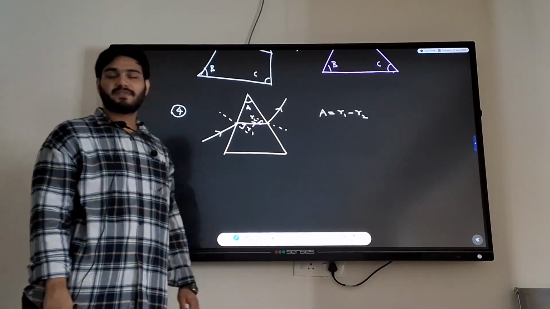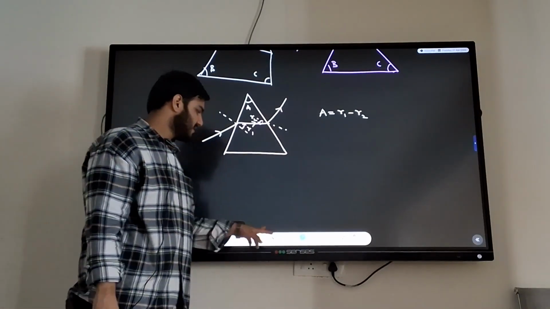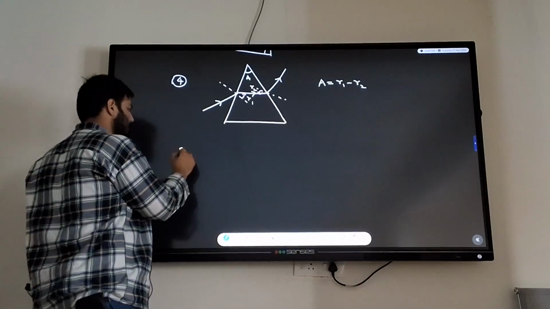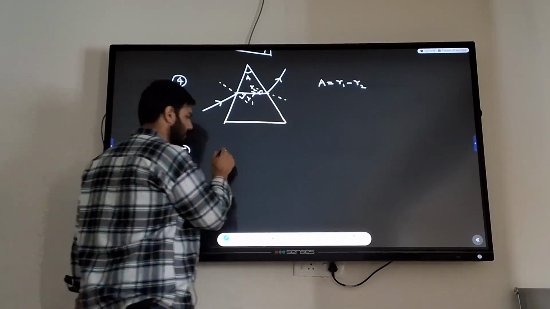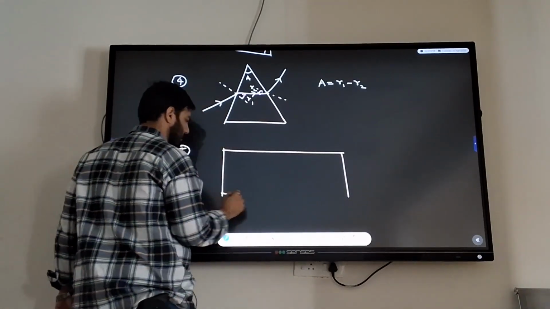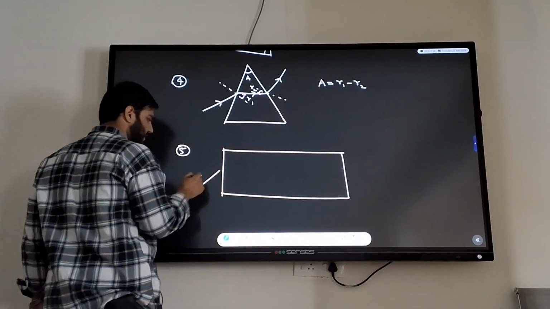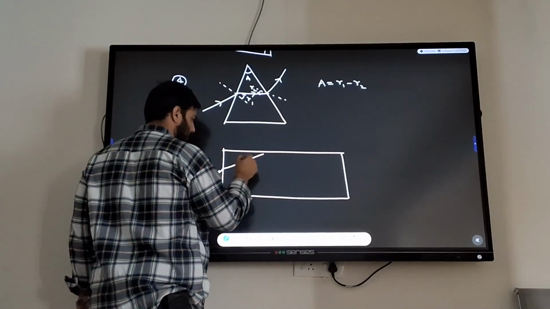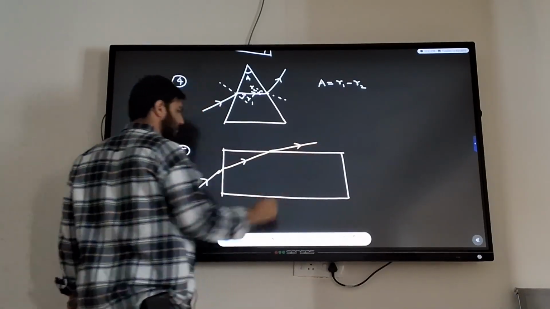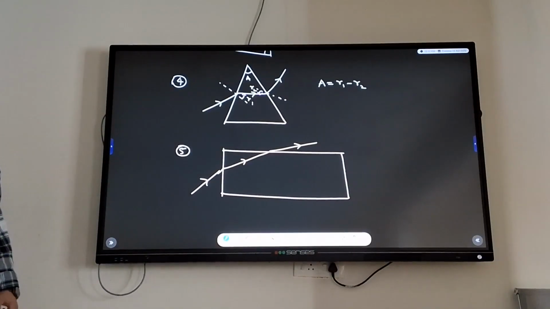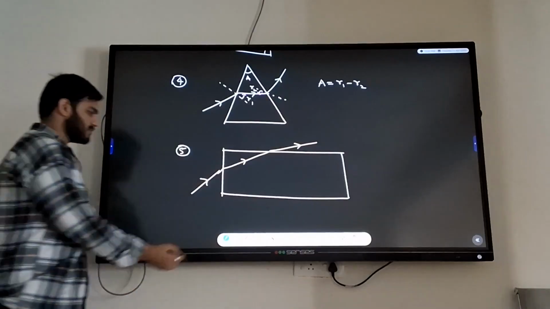Anyways, the fifth point and the last point is this: if you have a structure like this, then what happens? The ray of light enters, follows this, then follows this. You will consider this case to be again a prism. You will approximate. Let's say you know this angle.